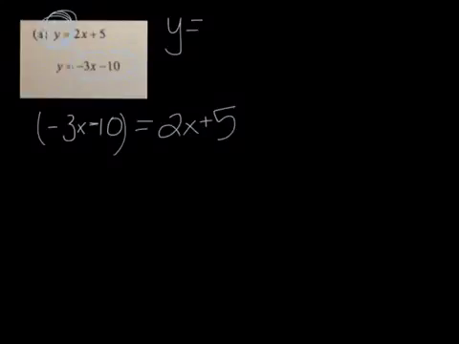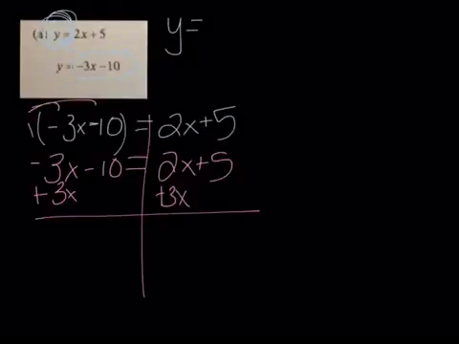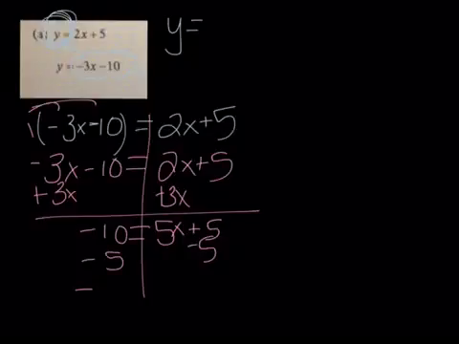Now, in this case, there's really a 1 in front of the parentheses. If I distribute that, I just get negative 3x minus 10 equals 2x plus 5. So that was step 2. Now step 3 is solve. I'm going to add 3x to both sides just so I have positive x's. I get negative 10 equals 5x plus 5. Subtract 5. I get negative 15 equals 5x.